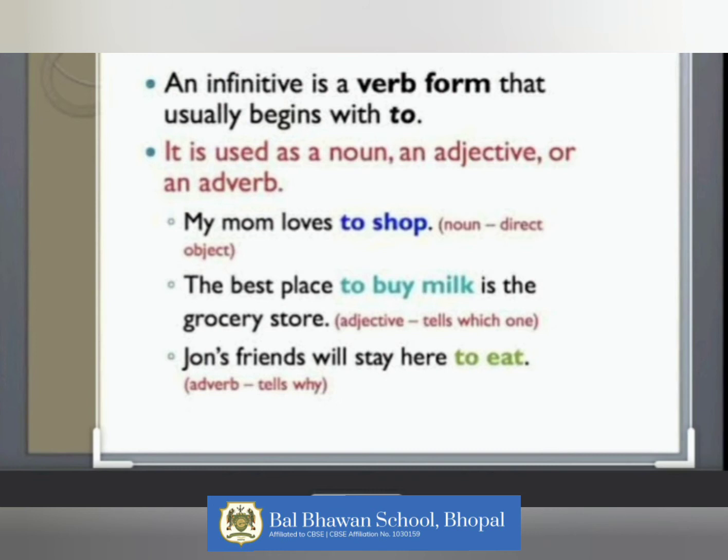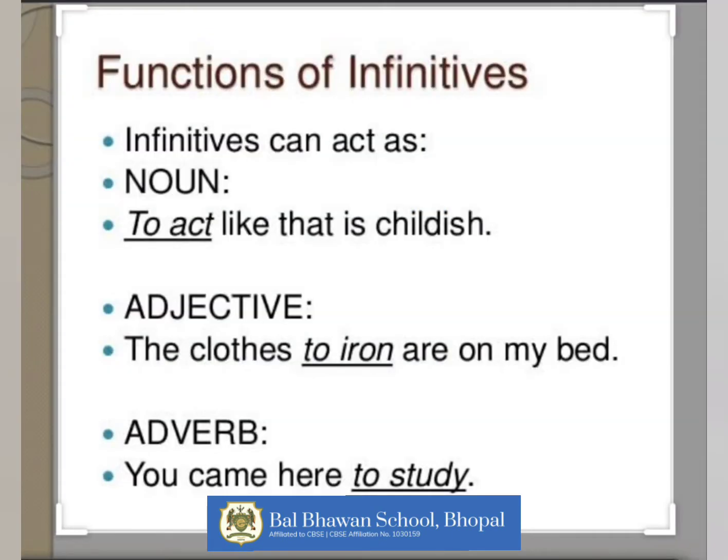Let us see a few examples. My mom loves to shop. The best place to buy milk is the grocery store. Joan's friends will stay here to eat. Now look at these verbs: shop, buy, and eat. These verbs are followed by to, and therefore to shop, to buy, to eat are infinitives, the second form of non-finite verb.